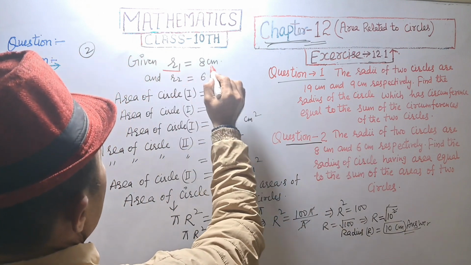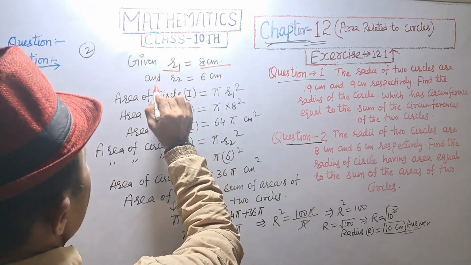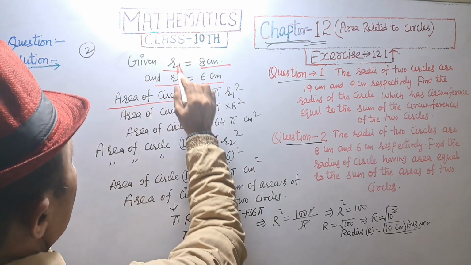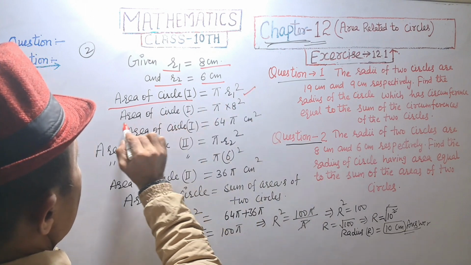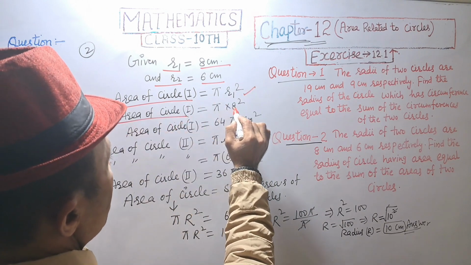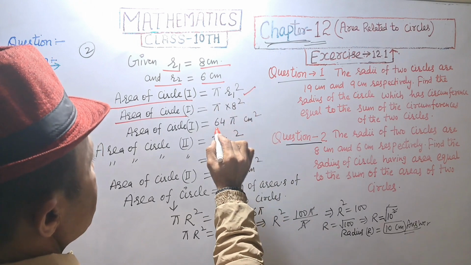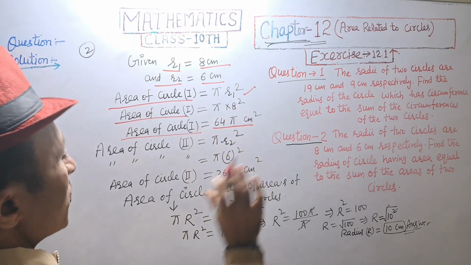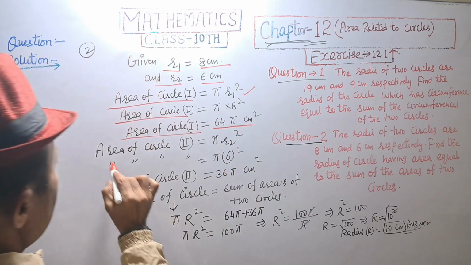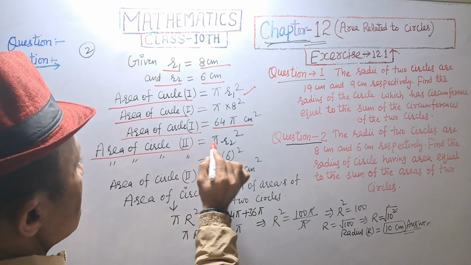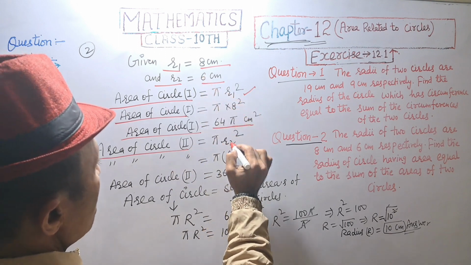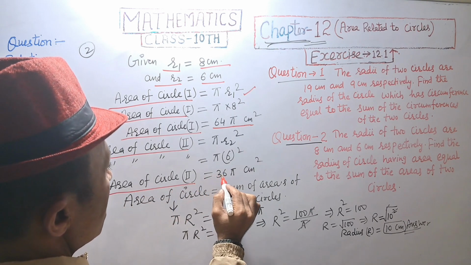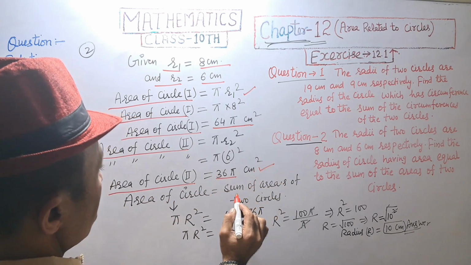Given radii r1 is equal to 8 centimeter, r2 is equal to 6 centimeter, and area of the first circle is equal to pi r1 square, that is pi into 8 square, which is 64 pi centimeter square. Area of the second circle is pi r2 square, 6 square is 36, so 36 pi centimeter square.